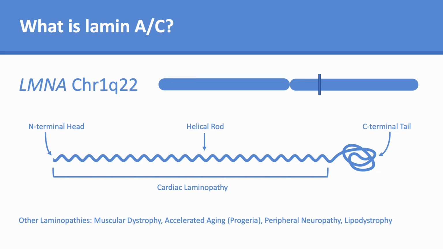Problems with the protein can cause a spectrum of diseases termed laminopathies, but today we focus on cardiac laminopathy, which can manifest as phenotypes such as arrhythmias, atrioventricular block, and dilated cardiomyopathy. These are usually associated with missense or nonsense variants in the head and rod regions of the protein. Our project focuses on the tougher to evaluate missense variants.